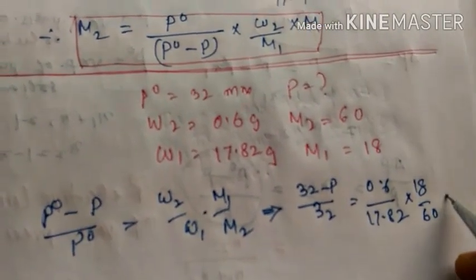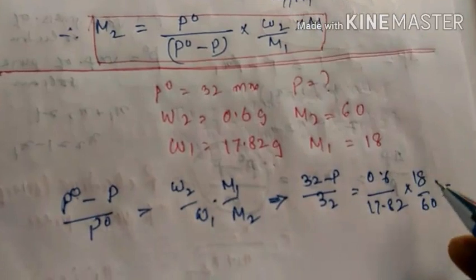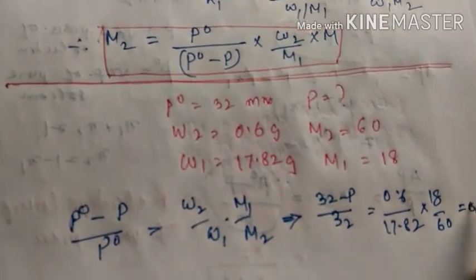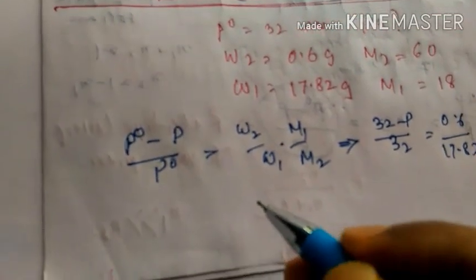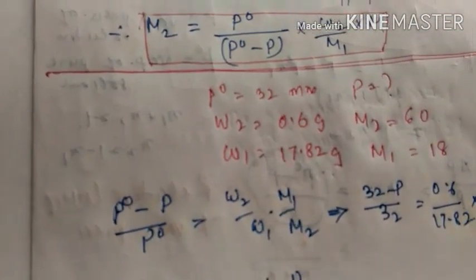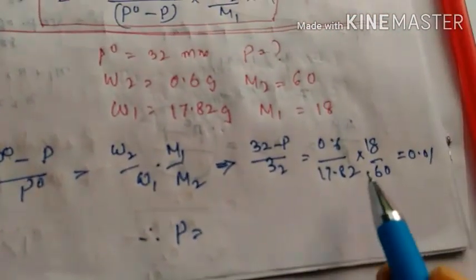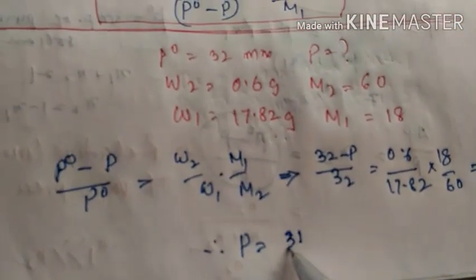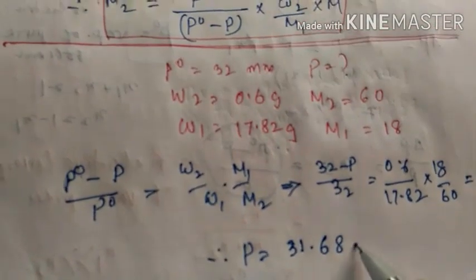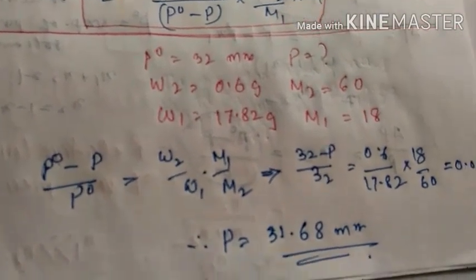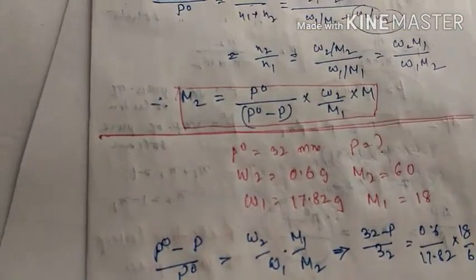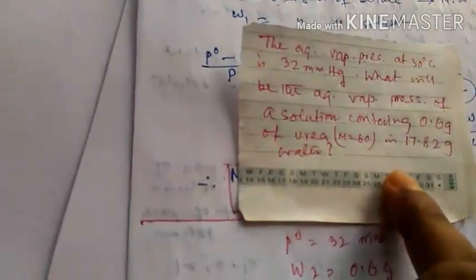After calculating all these values, we will get 0.01. From these values we can calculate P equals 31.68 millimeter. Applying the above formula, we have solved this sum.